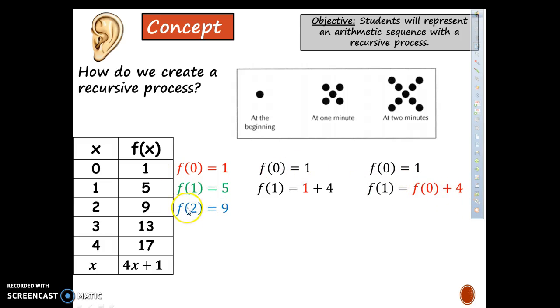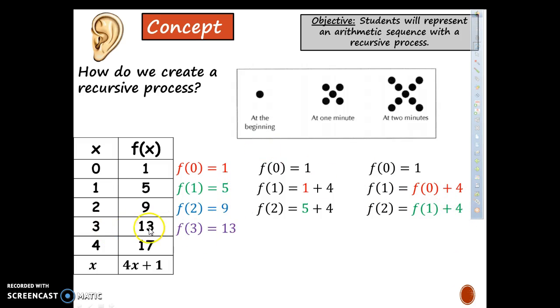Here I have f of 2. After 2 minutes, we have 9 dots. Well, we got those 9 dots by adding 4 dots to the previous 5. And really, the 5 dots that we have is f of 1. So f of 2, our second term, is the first term, the previous term, plus the 4 dots that we had. And this keeps going.